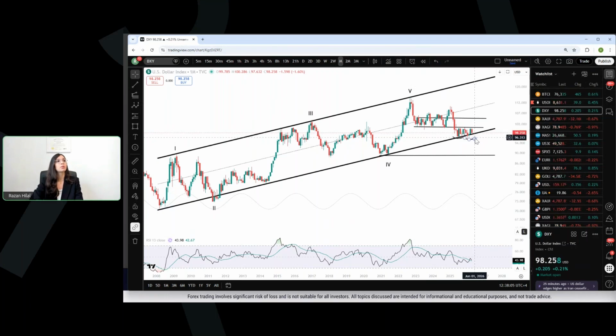A clean breakdown below the 95 can possibly extend a bearish forecast on the DXY towards 2021 lows, promoting extended gains across global currencies and precious metals, and possibly reinforcing the narrative of the de-dollarization or diversification away from the US dollar as a reserve.